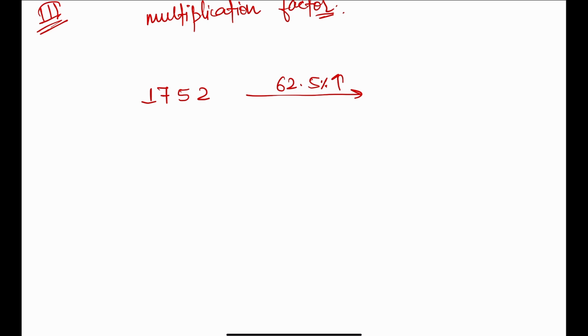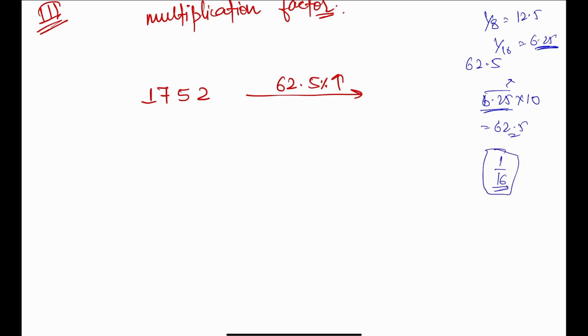We know that 6.25 into 10 makes 62.5. 62.5 is nothing but, we know that 1 by 8 is 12.5, so 1 by 16 is half of that, 6.25. Now we know that 1 by 16 is 6.25, but here we are talking about 62.5. So 10 by 16, which is nothing but 5 by 8.